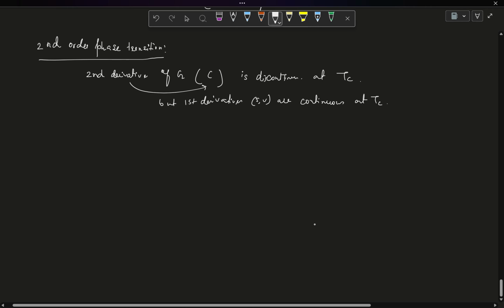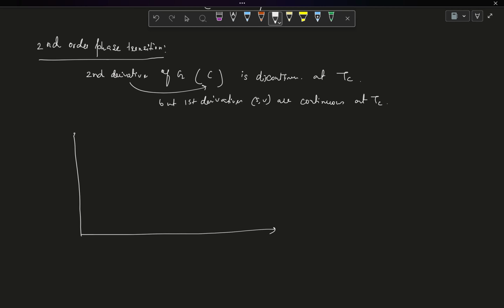So if it is a first order phase transition, then how do you define this? For a first order phase transition, your entropy versus temperature: if this is your entropy versus temperature, then first order means the entropy is discontinuous at Tc, right?